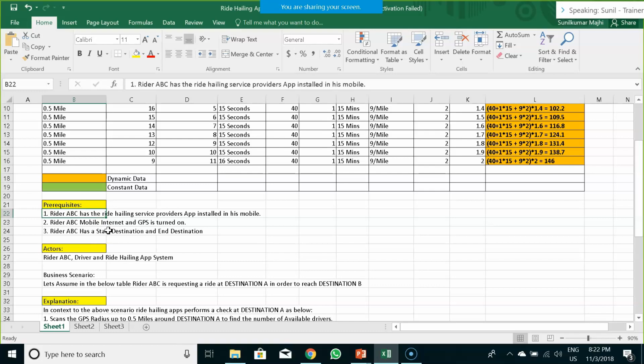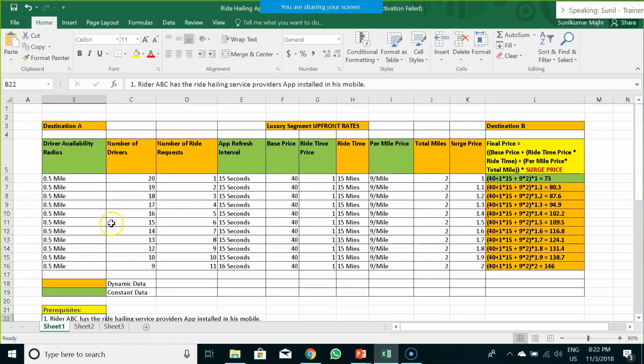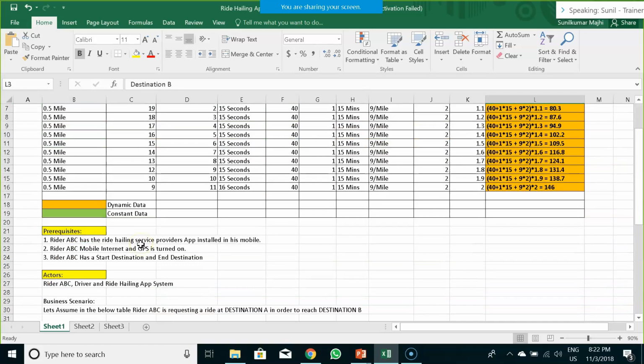So that is the prerequisite, without which the functionality or this business outcome that we are expecting will not be applicable. Now, the second prerequisite would be rider ABC's mobile internet and GPS is turned on. Why is GPS turned on? Because GPS is necessary in order to come up with an estimated fare from distance A to distance B. So that is a prerequisite.